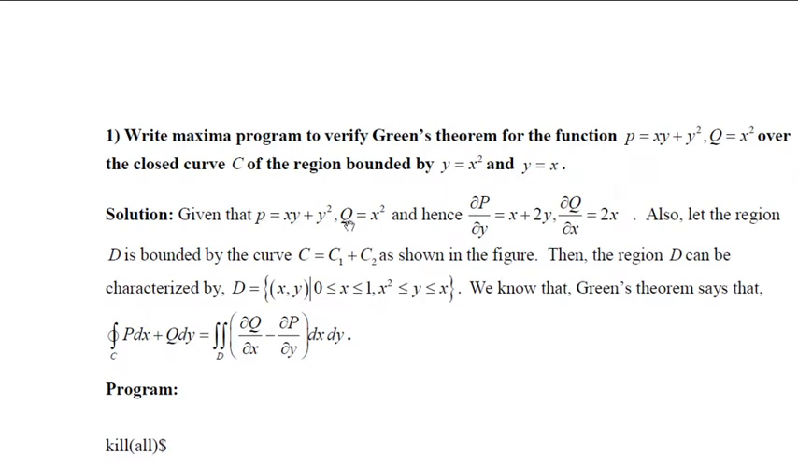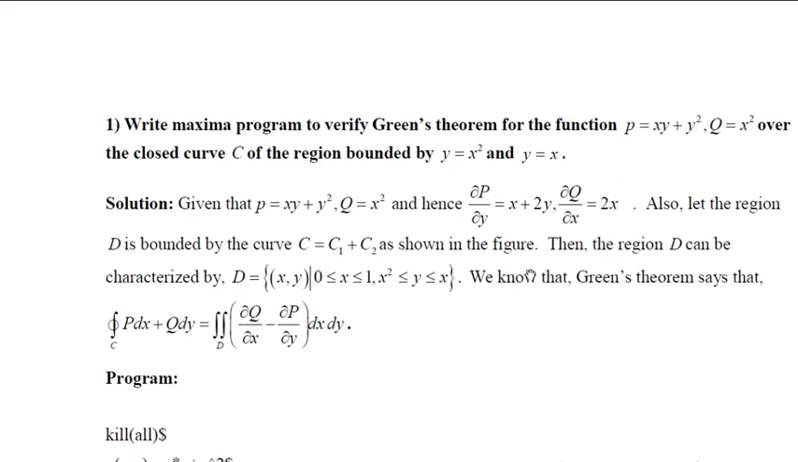Now that we are given p and q, let's partially differentiate p with respect to y. When partially differentiating with respect to y, you should note that x should be treated as constant. So x will remain as it is, and the partial derivative of y is 1, and the partial derivative of y square is 2y with respect to y, and the partial derivative of q with respect to x is 2x.